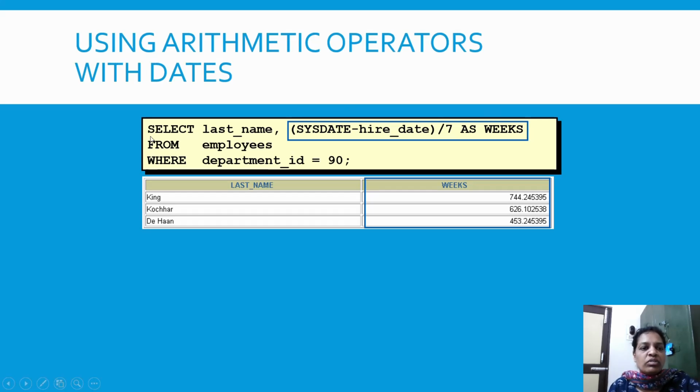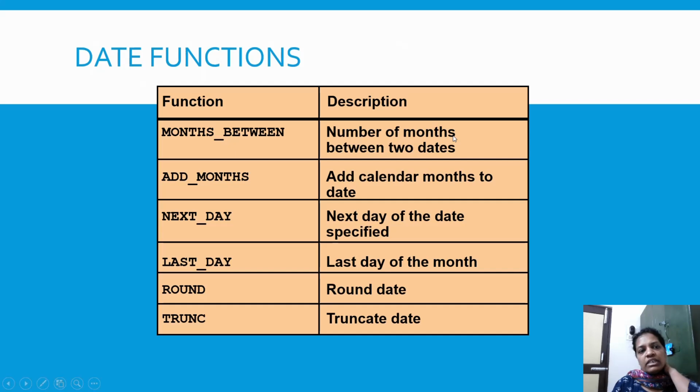Select last name, and we are going to find the system date minus hire date, divided by 7, as weeks, from employees where department ID is equal to 90. So the employees of department ID 90 are listed, their last names are listed here, and the number of weeks they have worked is displayed here. That is the hire date difference divided by 7. So these are the date functions.